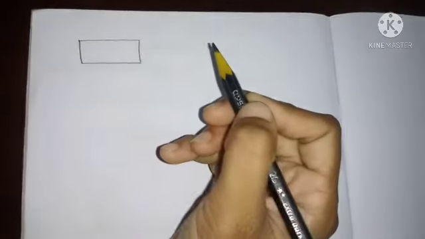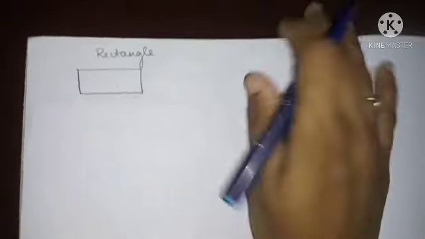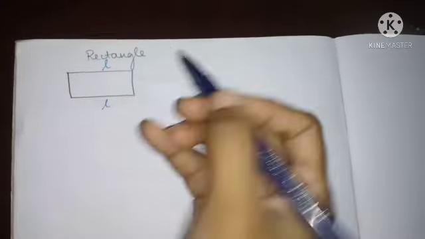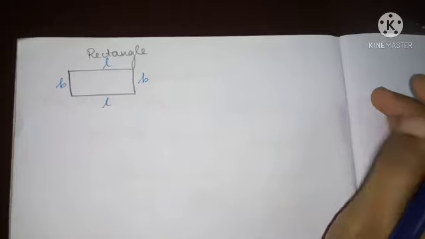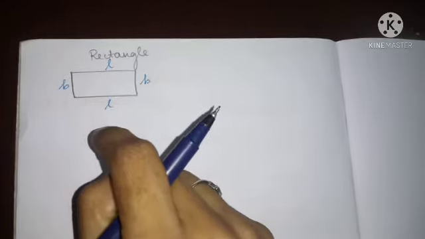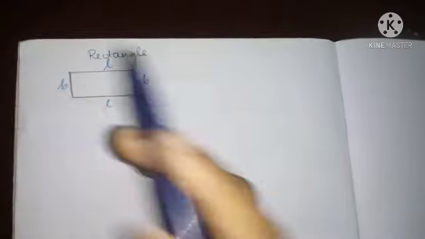First, what is this shape, children? It is a rectangle. So what is the property of a rectangle? Opposite sides are equal, which means if you have length here, here also it will be length. If it is breadth here, here also it will be breadth. Then all the angles are 90 degrees. Then you have diagonals which intersect each other.